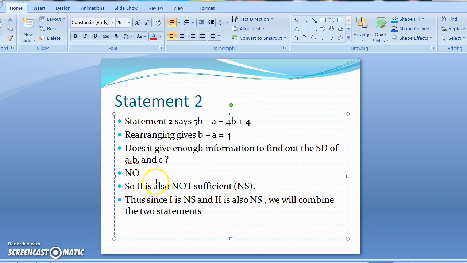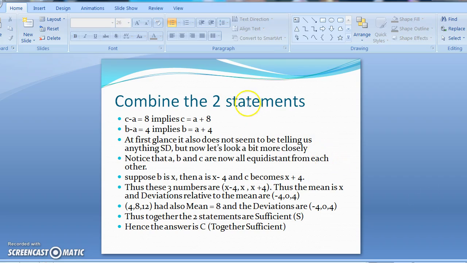Therefore, even statement 2 is not sufficient to answer the question, and therefore we need to do the next step, which is to combine the two statements. Remember this: whenever 1 is NS, that is, 1 is not sufficient, and 2 is also NS, only then do we do this step, which is combining the two statements. Alright, let's do it.